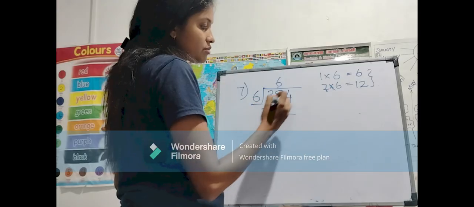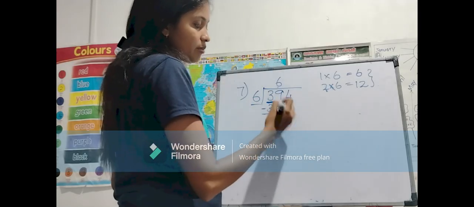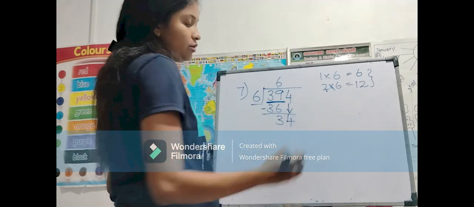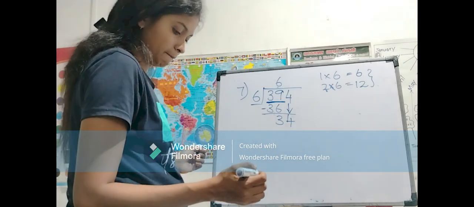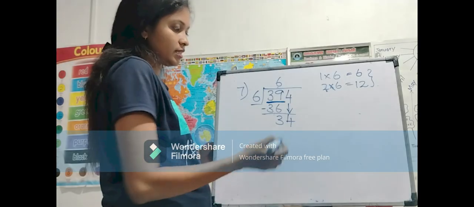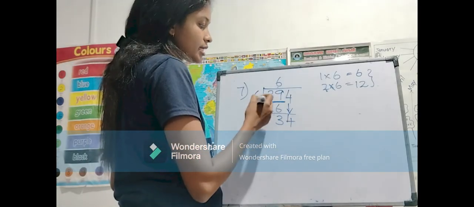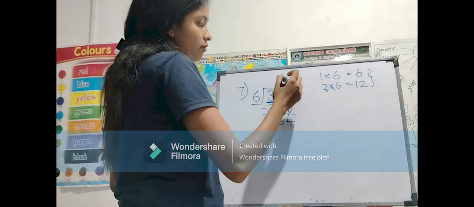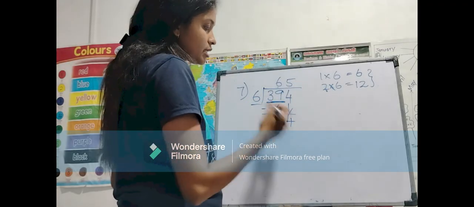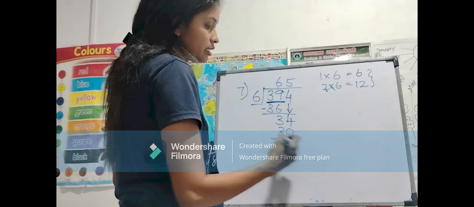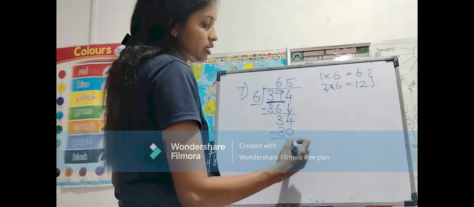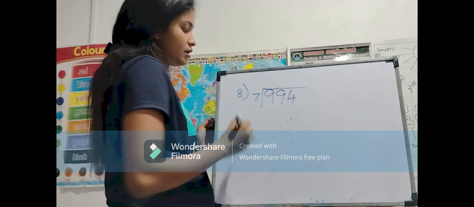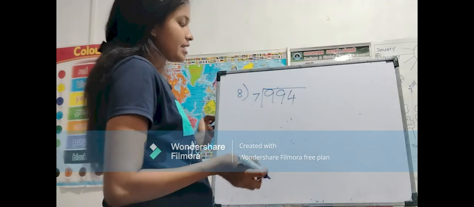Then if you subtract, you can take this remaining 3 in here and 4 below, 34. In here, if you divide 34 by 6, the answer is 5. Right? 5 times 6 is equal to 30. Then here remaining 4. We can take the next sum.